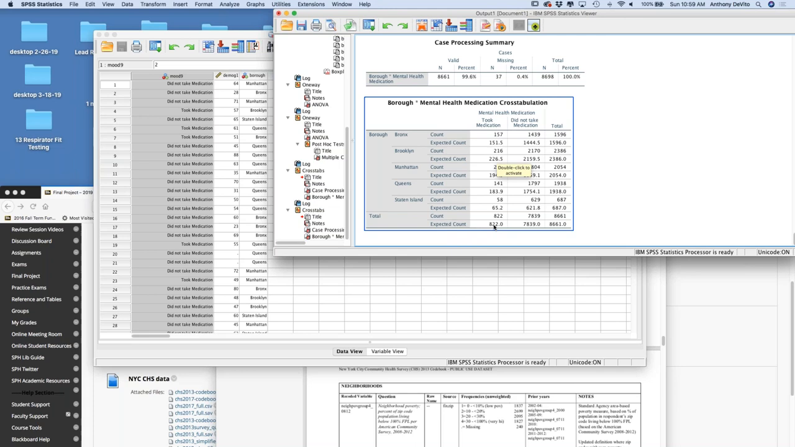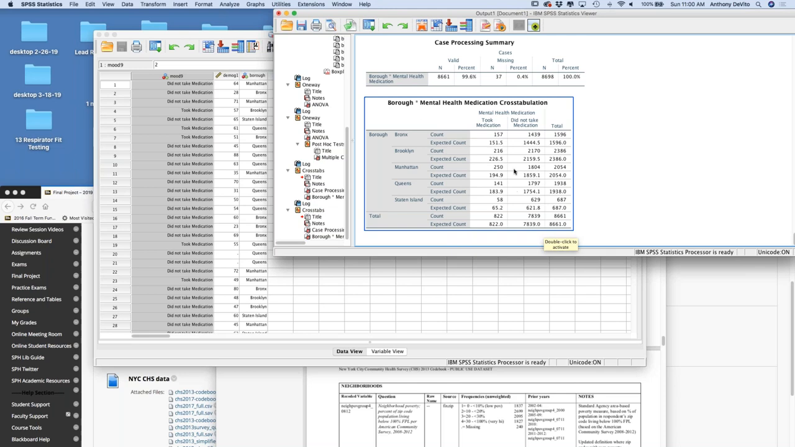Here's the totals. So 822 out of 8,600 people, which looks like about 10% of the people were taking medication. So if 10% of these people were taking medication, this is the number that I would have expected to see there. Notice the expected values are not always round numbers, right? But the actual count, the observed values, are always going to be whole numbers because you're counting actual people. You're not going to have half a person, but you can have half a person when you do it by calculation.